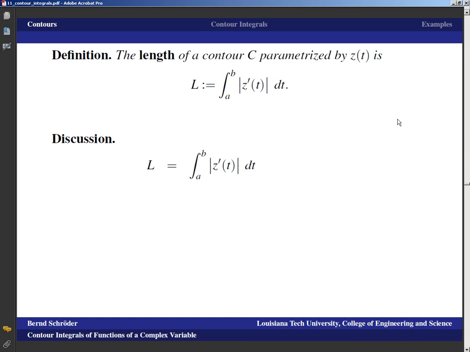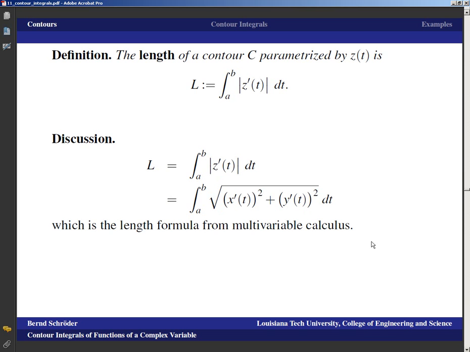If the length is given by this formula, we remember that with z being x plus iy, the absolute value of z prime is the square root of x prime squared plus y prime squared. And that is the length formula that you have seen in multivariable calculus for parametric curves. So again, what we're doing here is geometrically consistent with things we've done for functions of real variables.